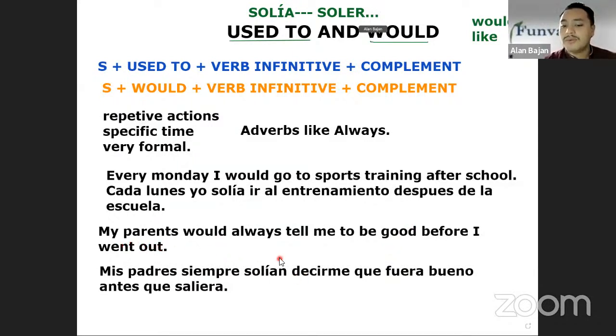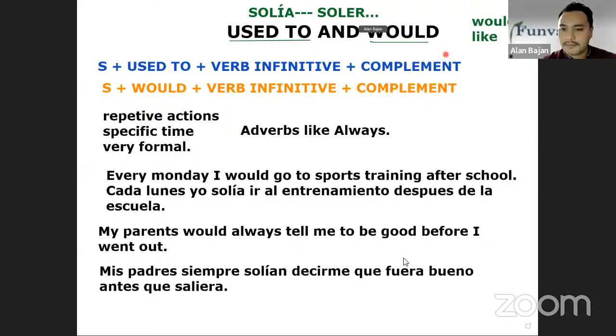My parents would always tell me to be good before I went out. Tip de traducción. No lo voy a traducir. Mis padres siempre solían decirme ser bueno antes yo salí. No, no se traduce como traducimos el pasado simple. Se traduce con condicional. Forma condicional. Saliera, tuviera, riera, caminara. Mis padres siempre solían decirme que fuera bueno antes que saliera.